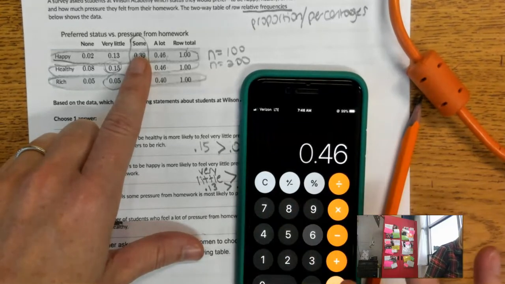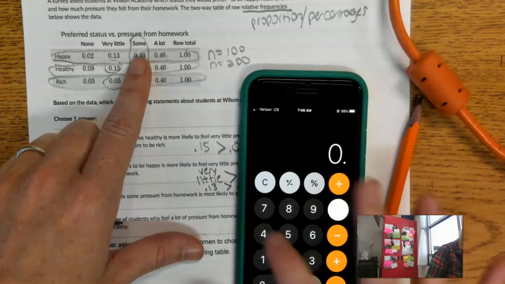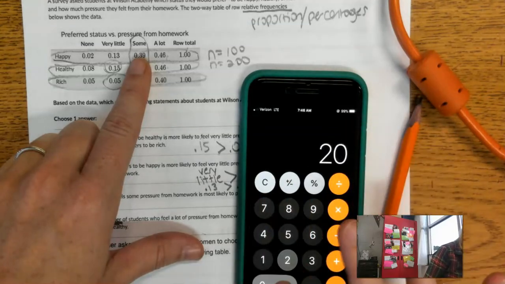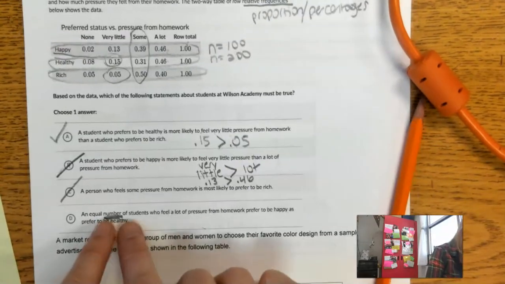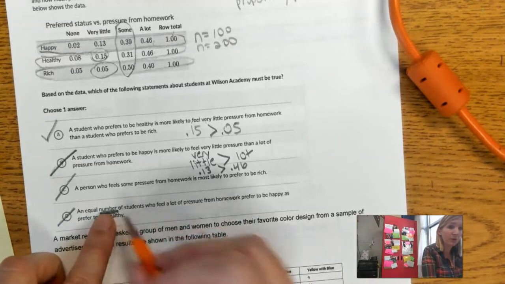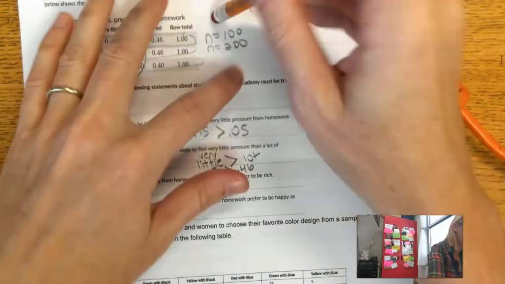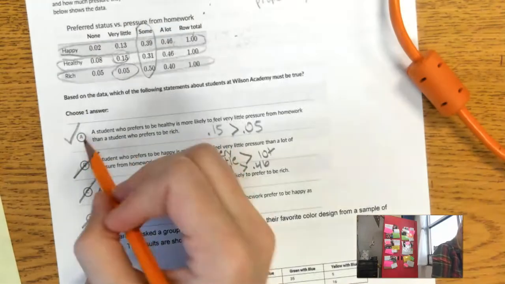100 times 0.46 gives me 46. 200 times 0.46 gives me 92. So if I have different sample sizes, I could have different numbers. So I can't say anything about the actual count, the frequency or numbers, because I don't have the sample sizes. It doesn't tell us how many students we interviewed within each category. So A is my correct answer.